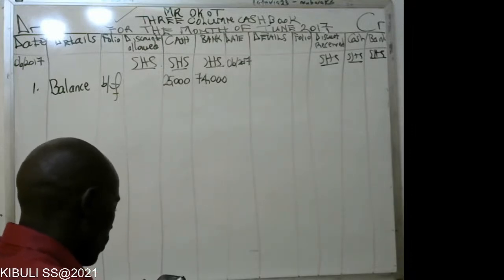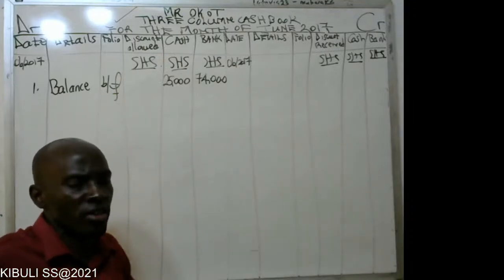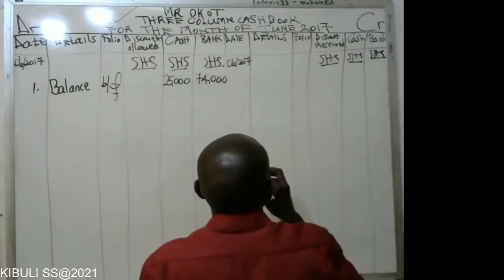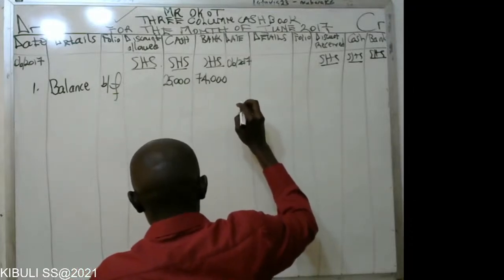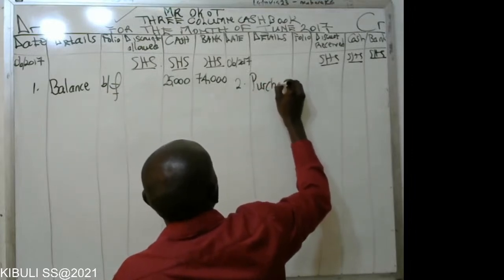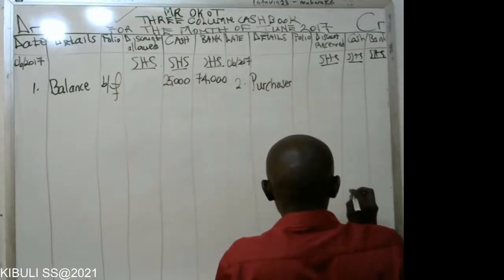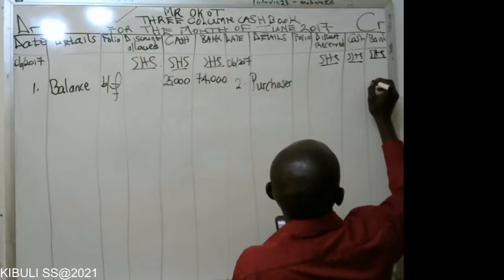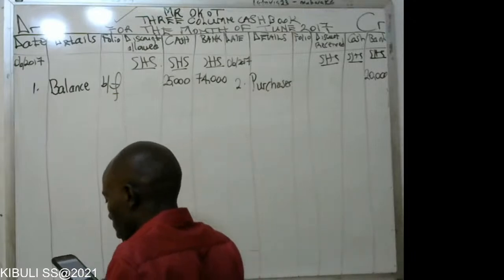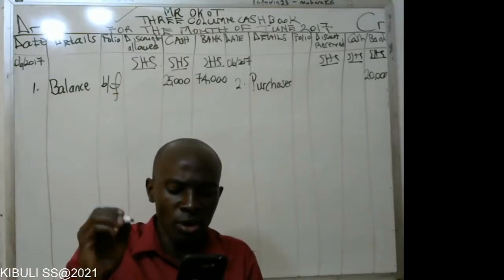Okay, then on June 2nd, bought goods and paid by check. So we bought goods, we paid by check. That means we lost money. We gave out money. So you come on the credit side, which is a giving side, and record on 2nd. You gave out money to purchases. It was by check, so that means it is the bank column which lost. How much was it? 20,000.